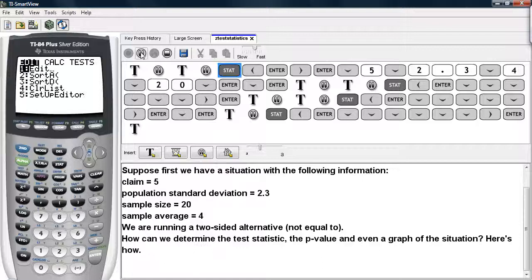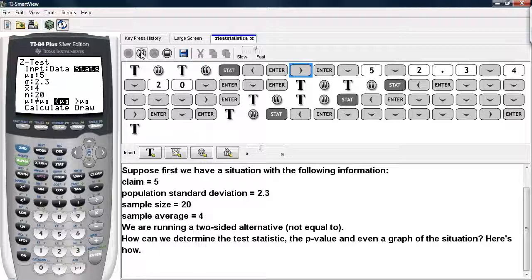So we hit Stat, scroll over to Tests, and hit Enter on the very first option. And we highlight Stats, and we begin entering in our information. The claim is first, then the population standard deviation, then our sample average, then our sample size, and then our alternative. And then we ask the calculator to go ahead and calculate these results.